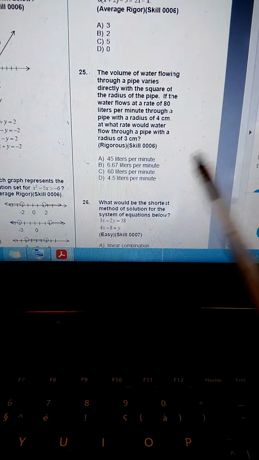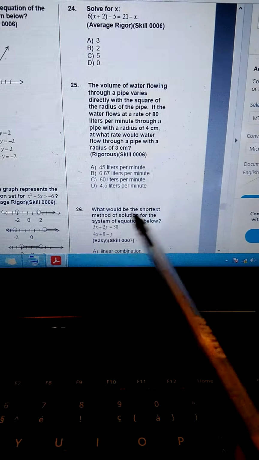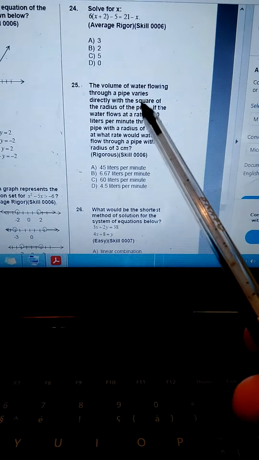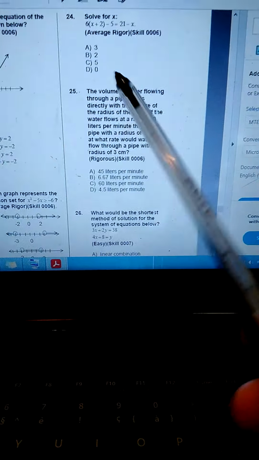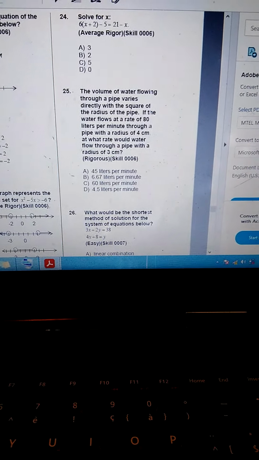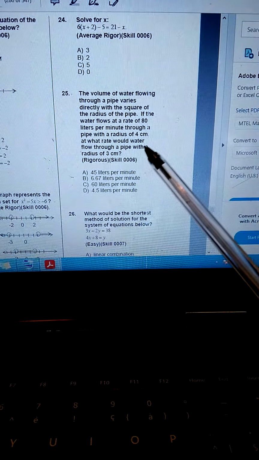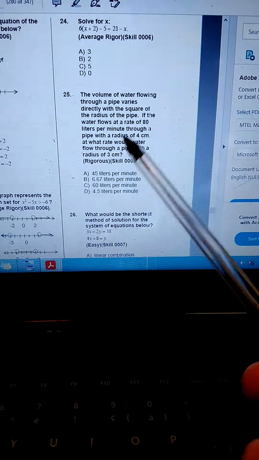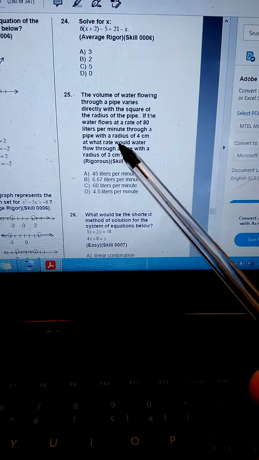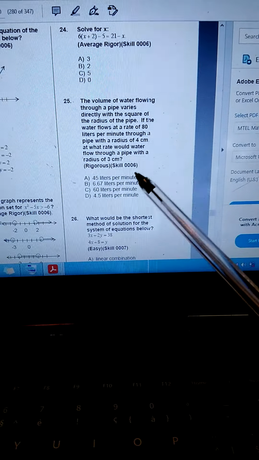So we have the volume of water flowing through a pipe varies directly. So you can see it's quite straightforward. This one, you are told straightforwardly that it varies directly. So it is the first one I just explained in my last video that you are going to apply with the square of the radius of the pipe. If the water flows at the rate of 80 liters per minute through a pipe with a radius of 4 centimeters, at what rate would the water flow through a pipe with a radius of 3 centimeters?